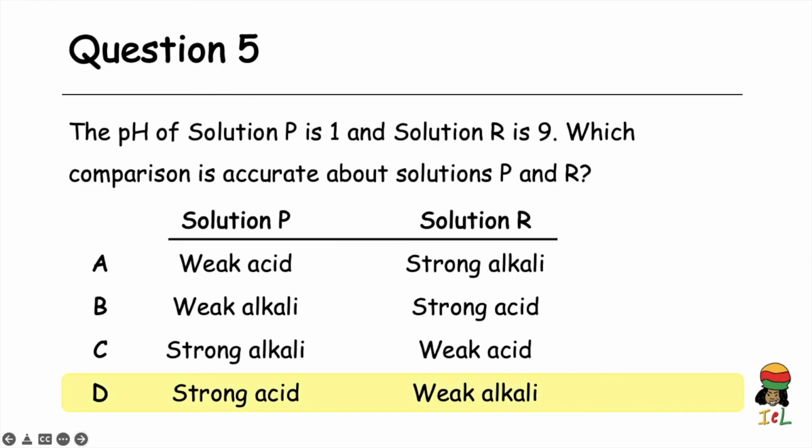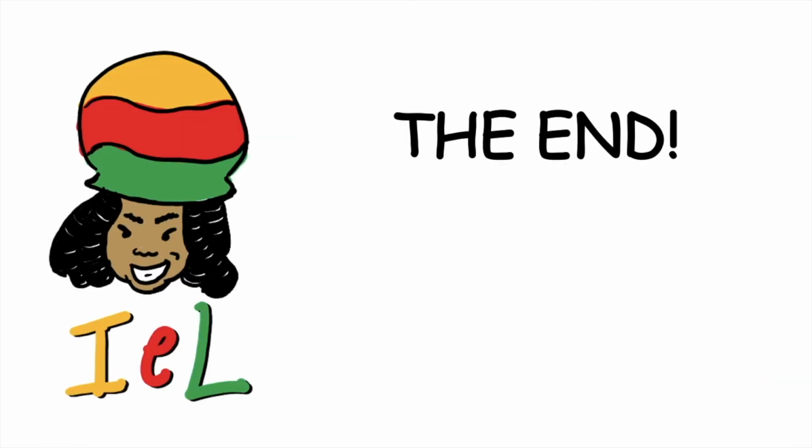The answer is D. Solution P, having a pH of 1, makes it a strong acid, and solution R, which has a pH of 9, makes it a weak alkali. We have reached the end of our lesson.